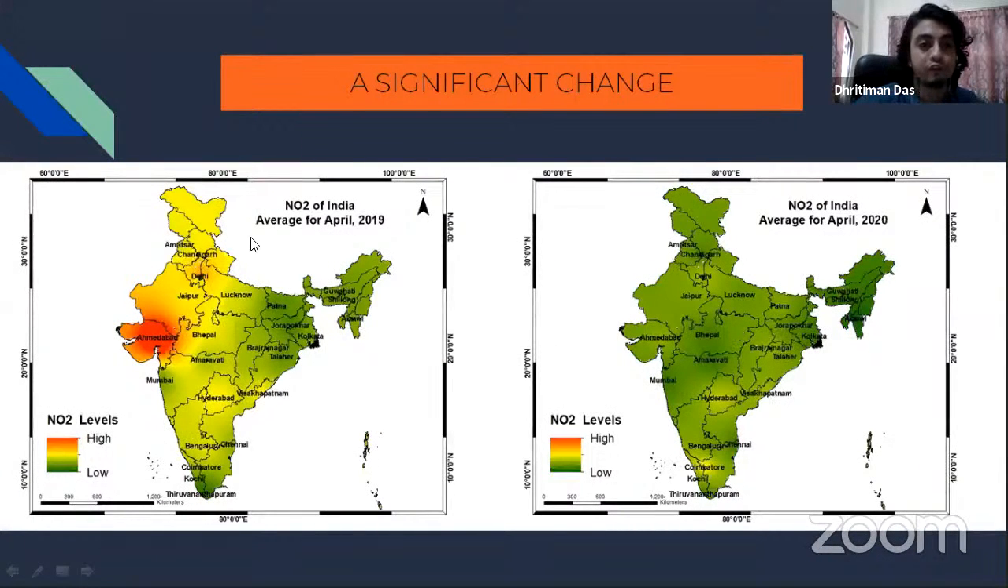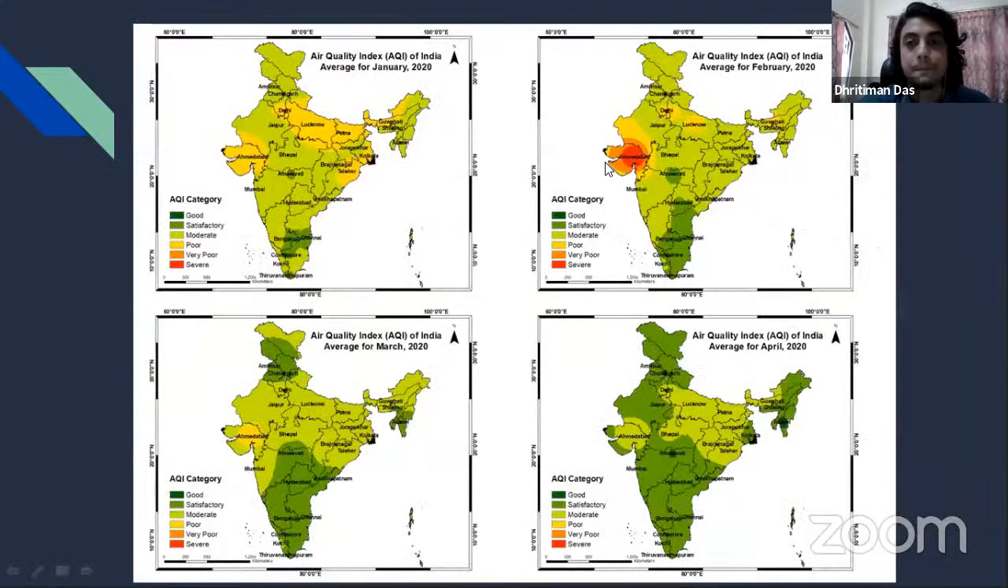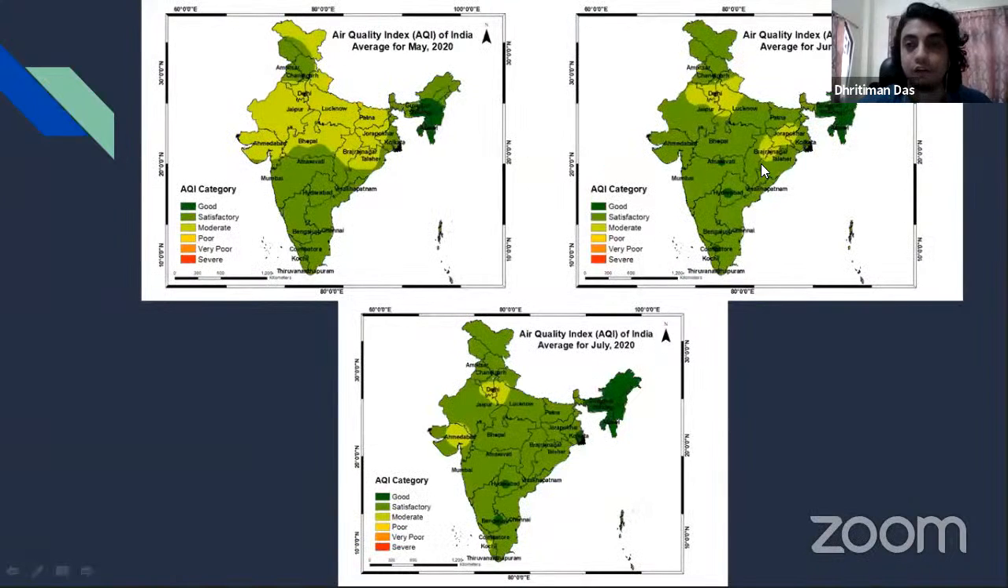Nitrogen dioxide. This is also one of the major pollutants in the country. And you can see there's a significant drop in the two maps when you compare. A similar trend follows for the air quality index. From January, February, March, April, you can see it goes greener and greener.